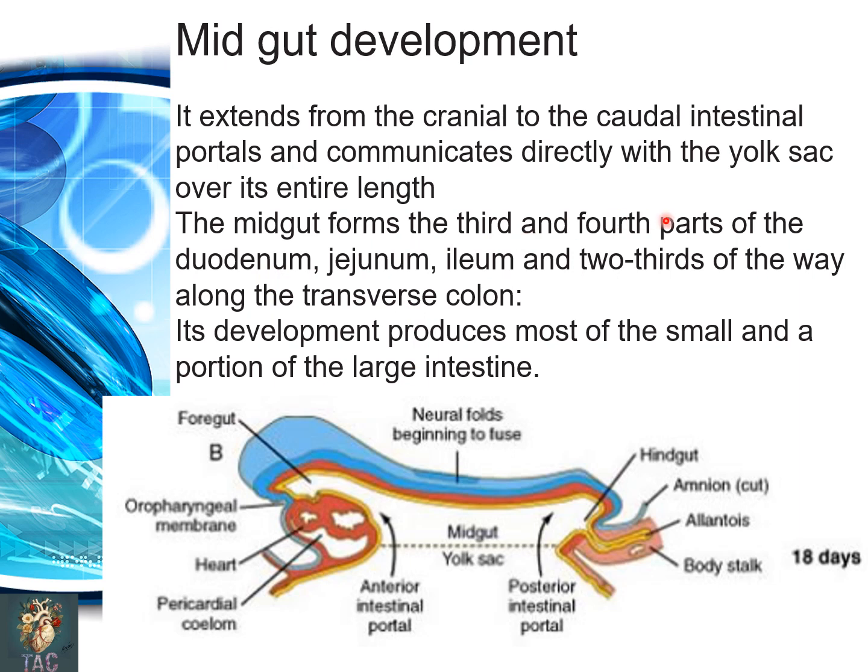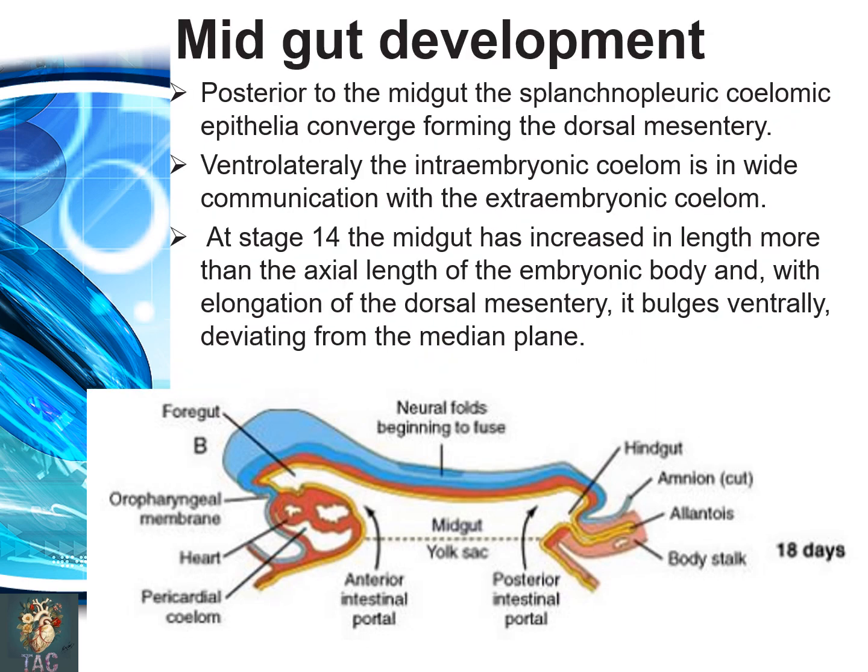The midgut forms the third and fourth parts of the duodenum, jejunum, ileum, and two-thirds of the way along the transverse colon. Its development produces most of the small intestine and a portion of the large intestine. Posterior to the midgut, the splanchnopleural layer of the coelomic cavity is present, which will form the dorsal mesentery of the midgut.